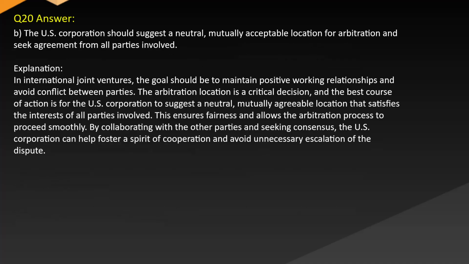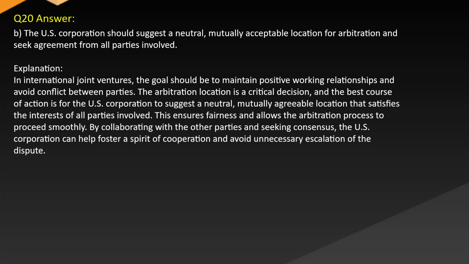Answer: B. The U.S. corporation should suggest a neutral, mutually acceptable location for arbitration and seek agreement from all parties involved. Explanation: in international joint ventures, the goal should be to maintain positive working relationships and avoid conflict between parties. The arbitration location is a critical decision, and the best course of action is for the U.S. corporation to suggest a neutral, mutually agreeable location that satisfies the interests of all parties involved. This ensures fairness and allows the arbitration process to proceed smoothly.